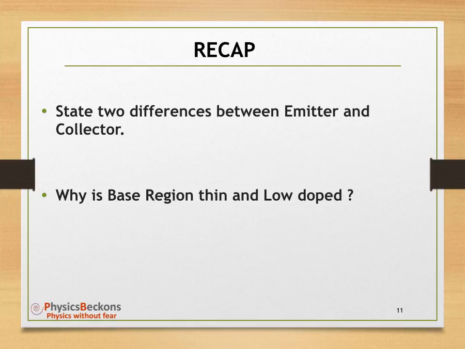To recap what we have studied so far, let's recall the differences between the emitter and the collector, that is their relative sizes. As we have studied, emitter has a smaller size or moderate size, the collector has a larger size. The base region is thin and low doped because the function of the base is to control the number of majority charge carriers from the emitter towards the collector without stopping any appreciable number of the charge carriers.